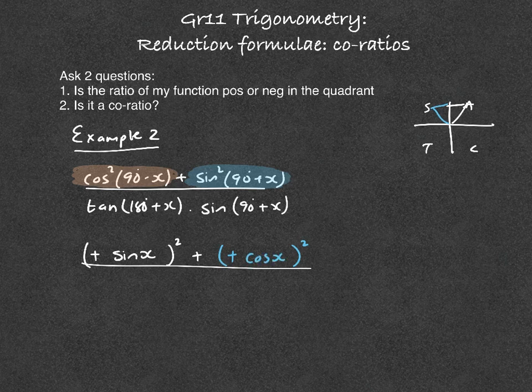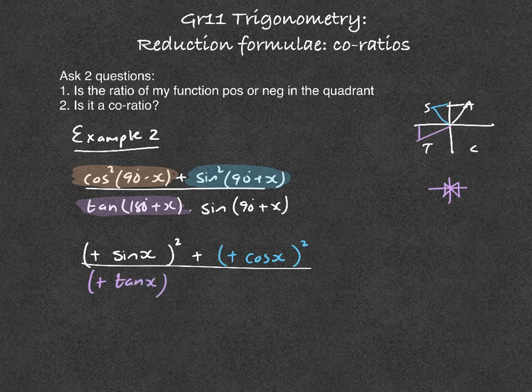And on the bottom, what do we have? We've got tan 180 plus x. And tan 180 plus x, where would we locate that? It's in the third quadrant. Is tan positive in the third quadrant? Yes. And is it a co-ratio? No, it's not a co-ratio. It's part of that nice bow tie effect. So that would just stay tan x, right?